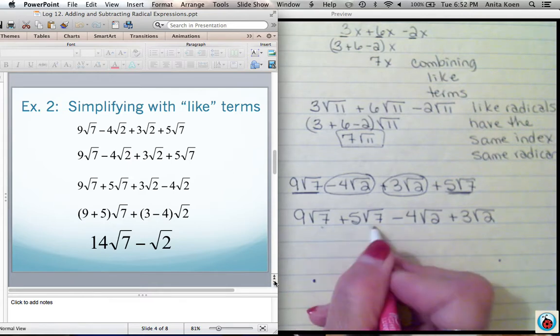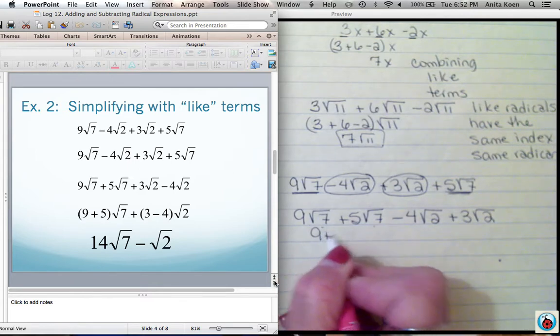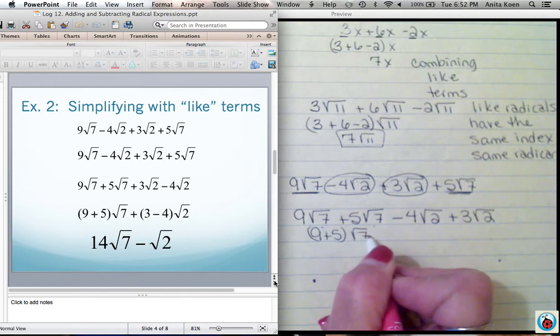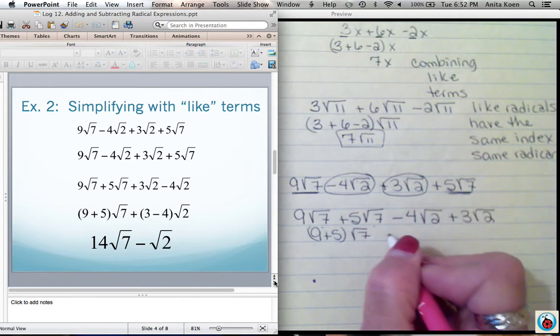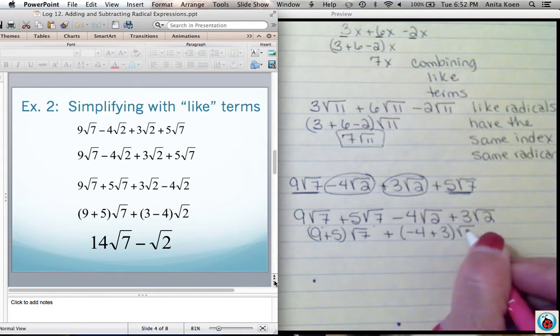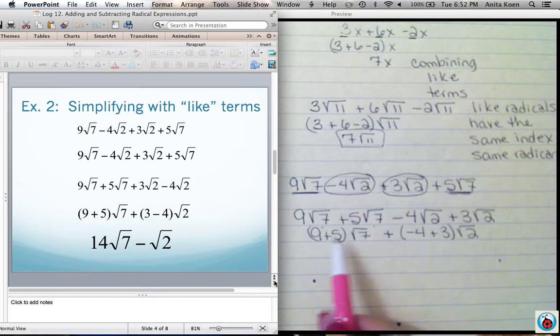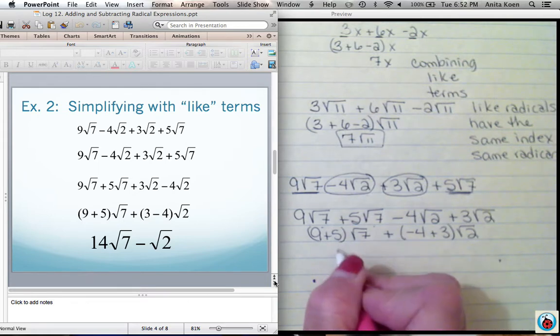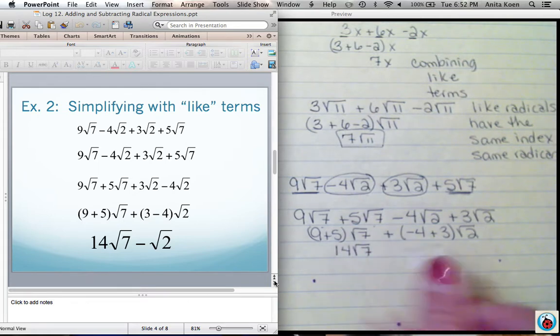And now I can add my like radicals. So I'm going to add 9 plus 5 times the square root of 7 plus negative 4 plus 3 times the square root of 2. 9 plus 5 gives me 14 square roots of 7. Negative 4 plus 3 gives me a negative 1 square root of 2. Now there's an understood 1 right here. You don't have to write it, but it's a little understood 1 that fits right in there, the little ghost 1.